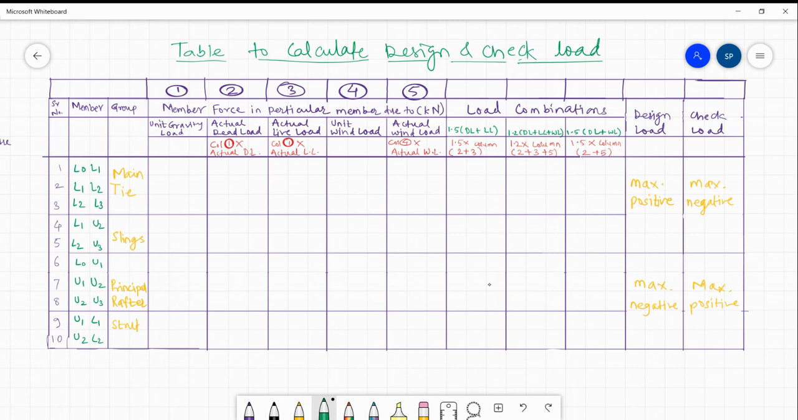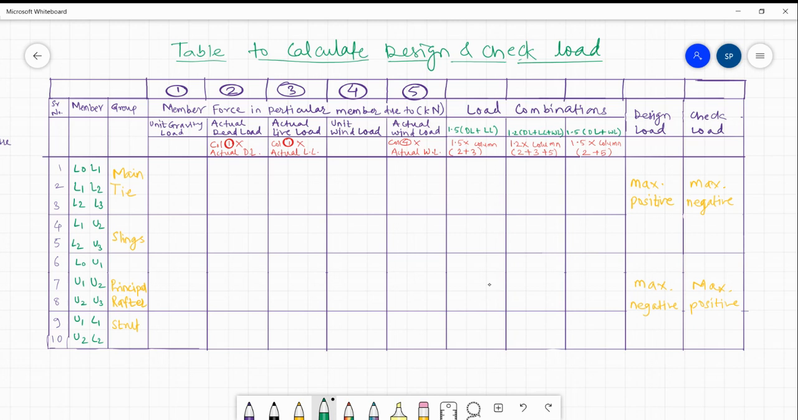The first column gives you an idea about the different members. When you plot your truss, at that time you will get an idea about the different members. So you have to list down all the members, then group them into different types of sub-members, like main tie. This is the bottom chord member or main tie member, which is under tension under the action of gravity loads. Then L1, U2, L2, L3.